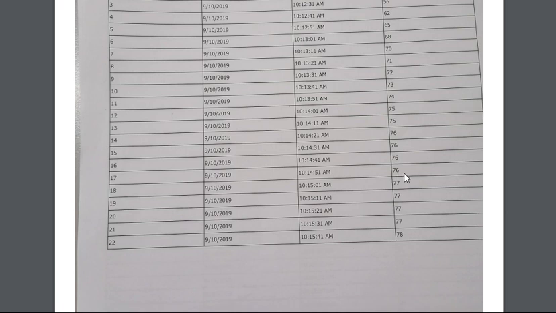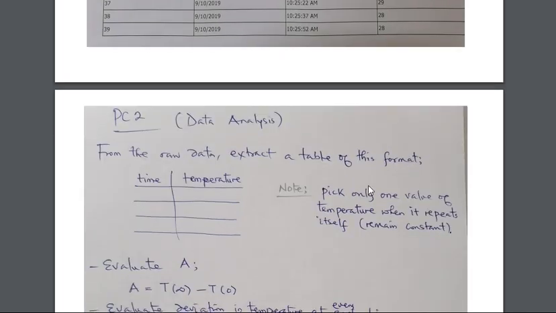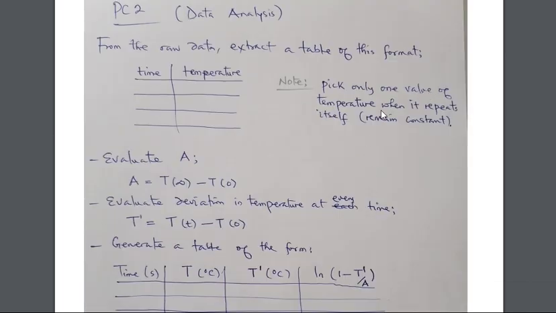For instance, here that we have repetitions of the temperature remaining constant, so we just pick one of the values such that the graph we are going to obtain is going to be linear. If not, we are going to have a zigzag graph. So just as mentioned here, pick only one value of temperature when it repeats itself, that is when the temperature remains constant.